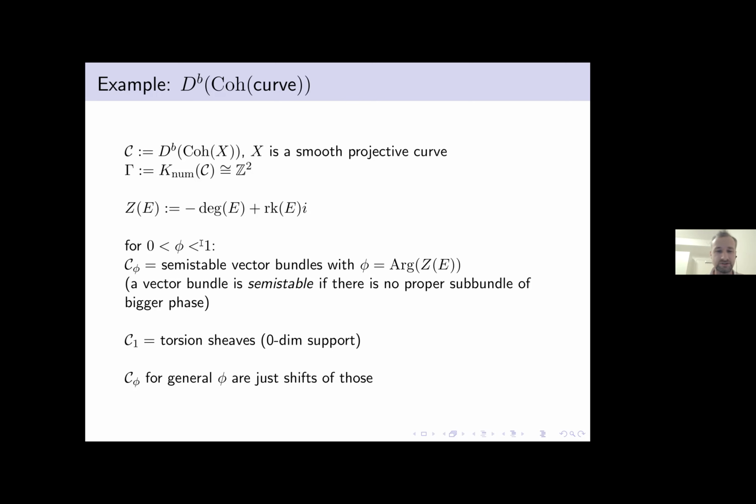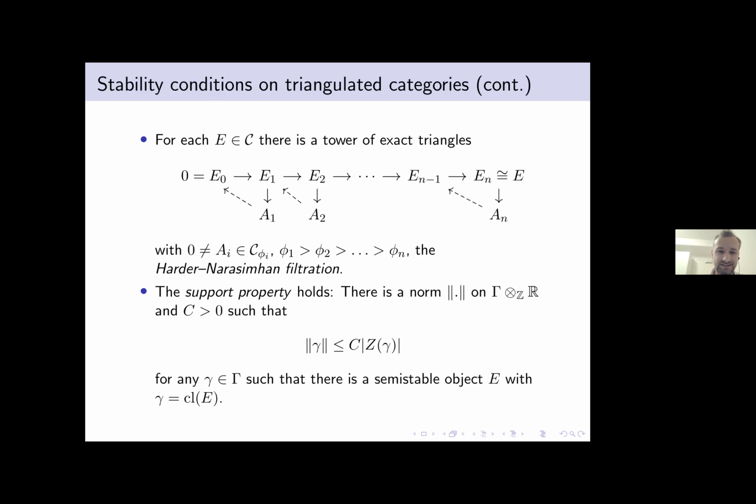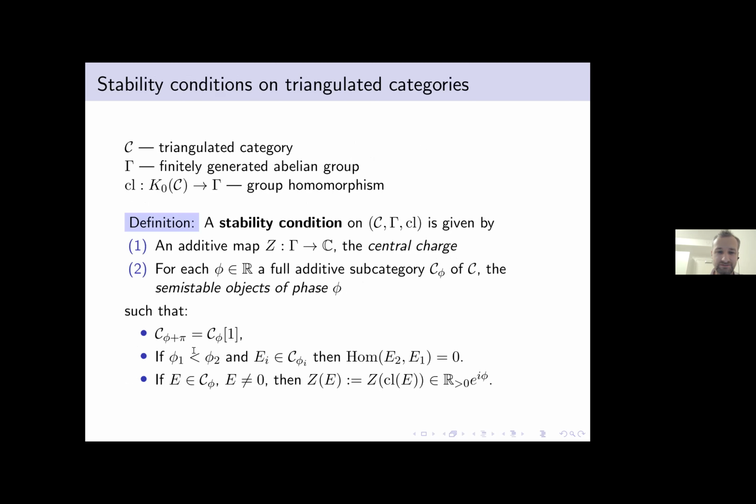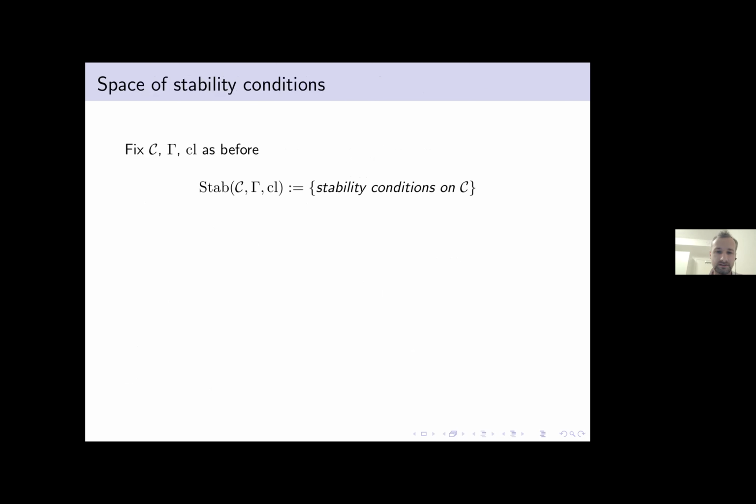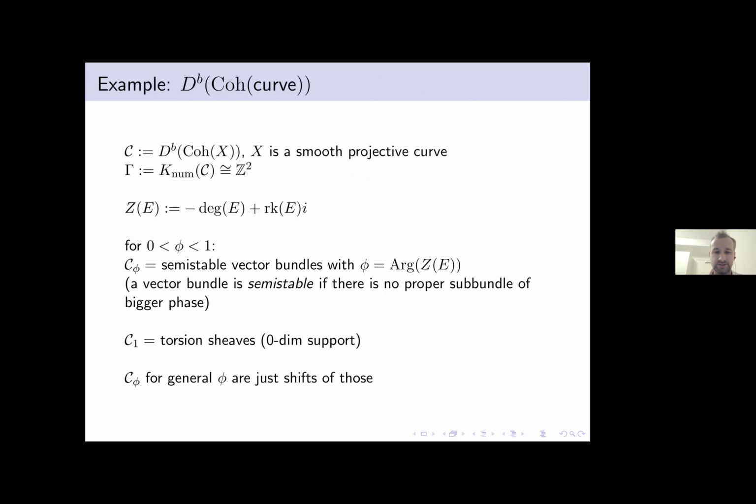Yeah, I think here I switched convention. So maybe this one should be pi if I'm consistent with my previous convention here. Sorry about that. So this should really be pi here and pi here instead of 1. And for general phase, just by this periodicity requirement in the axioms, there will be a shift of these. So that will be an example of a stability condition.